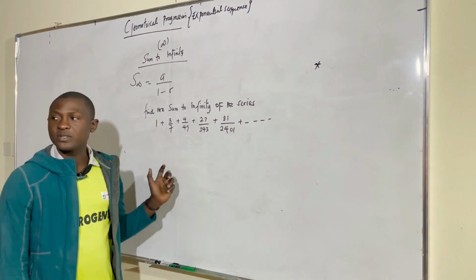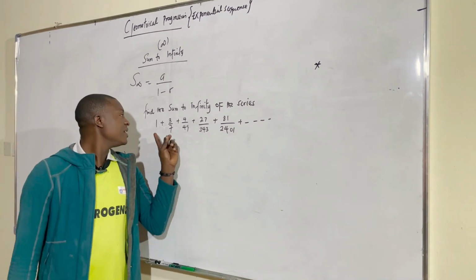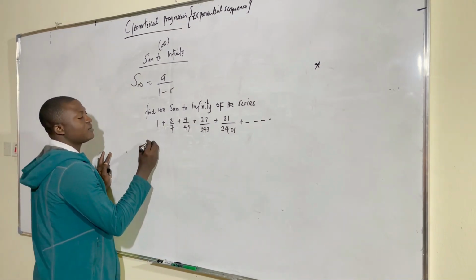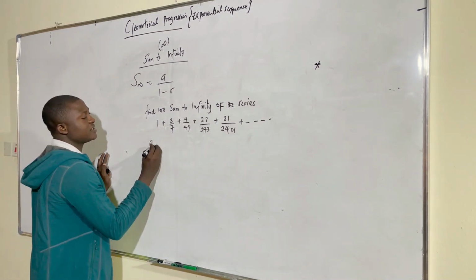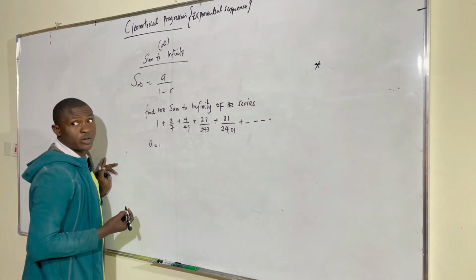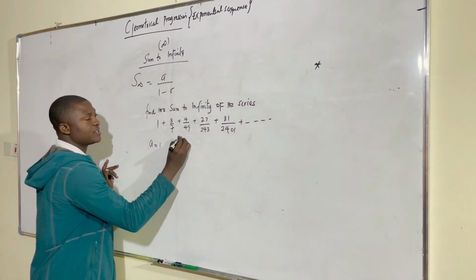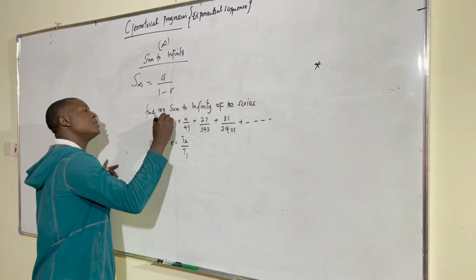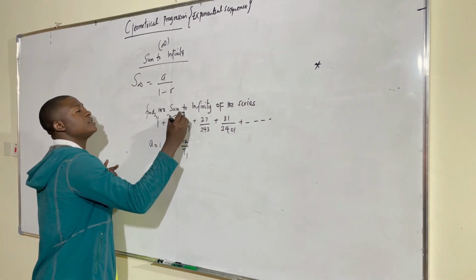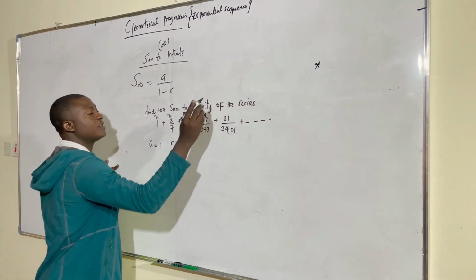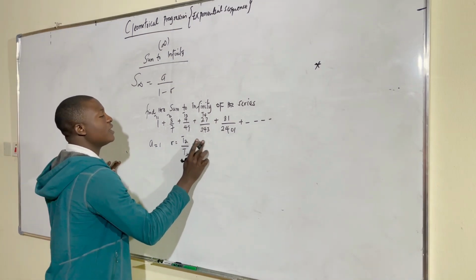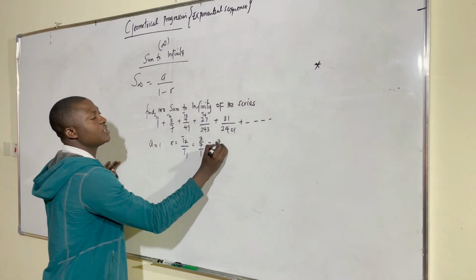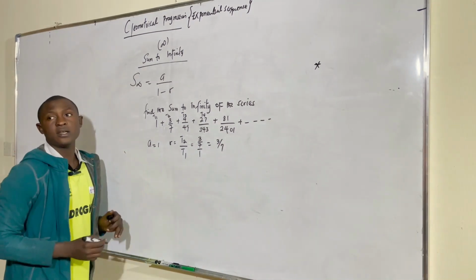So now let's look at this sequence. We have the first term. The first term we have here is 1. It's just like a series. The first term is 1. As usual, I want to find the common ratio. That's going to be the second term over the first term. Here the second term is 3 over 7, over 1. So we are lucky here. It's still going to remain as 3 over 7.